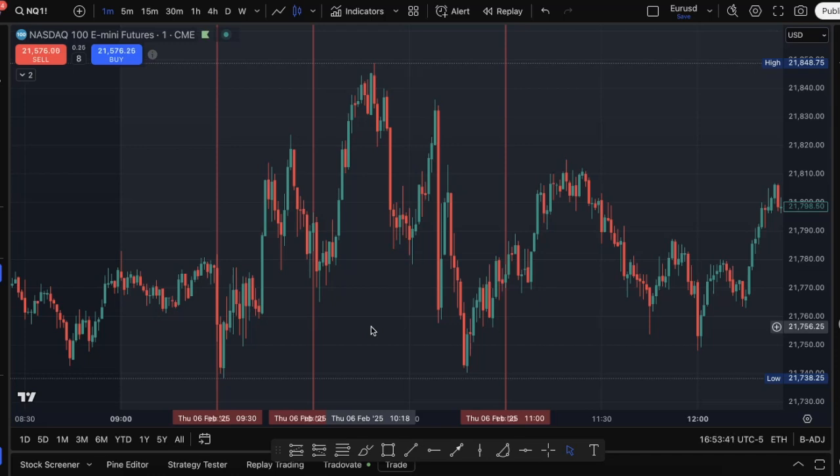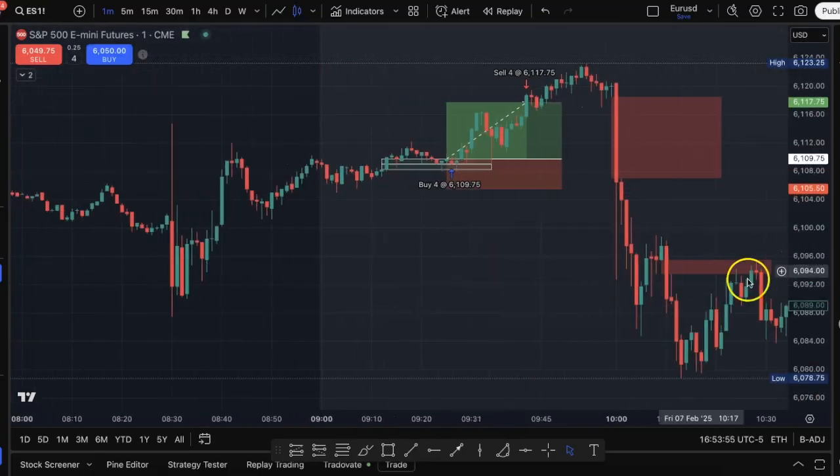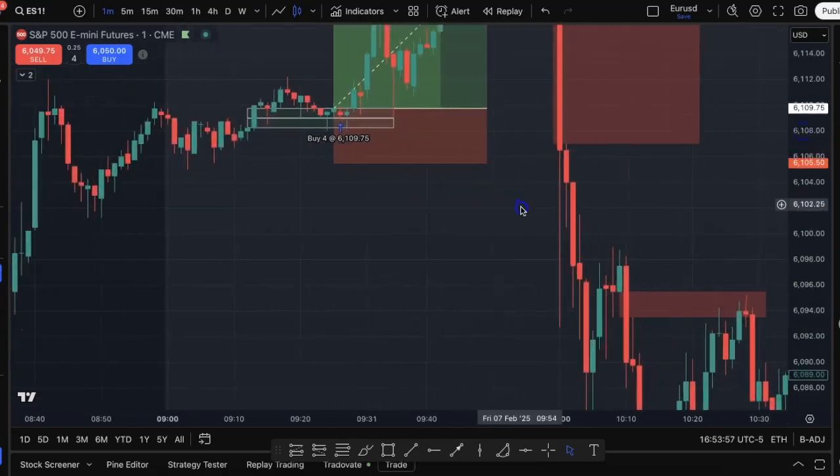So those are the first 3 steps. We have our assets that we trade, we have the market structure, and then we have our times. Now the next thing is our entry model, and for this I'm going to just go to the trade that I took today so you guys can understand it a little bit better.